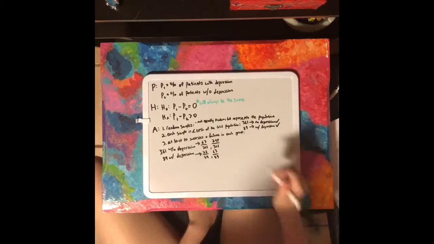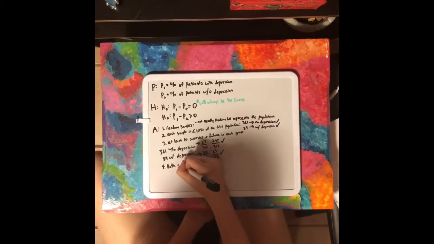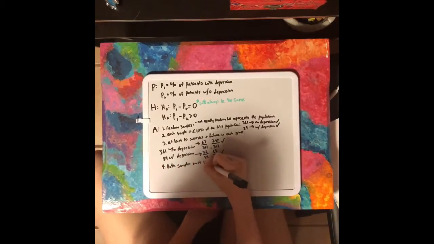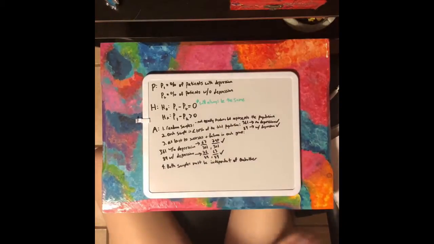Finally, the last condition says that both samples have to be completely independent from each other, which means that the outcome of one sample cannot affect the outcome of the other. For this example, you can read the problem and know that one patient in one group is not going to affect the probability of another patient in the other group having depression, so we're all good.